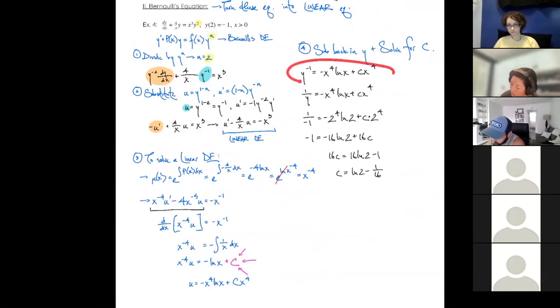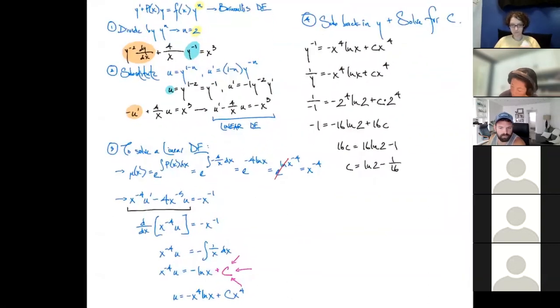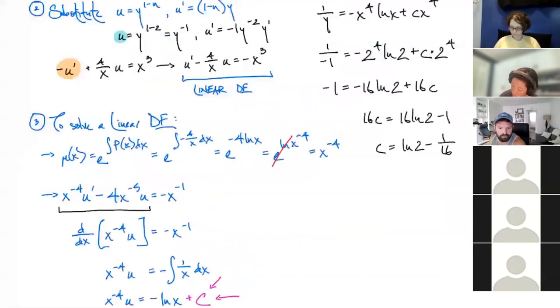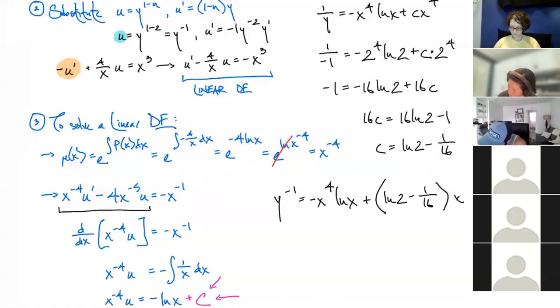You can go back to that Y to the -1 and leave it that way. All right, so as a final answer, I might write Y to the -1 equals negative X to the 4th natural log of 2, or X rather, plus C, my number for C, X to the 4th, okay? And that would be absolutely fine.